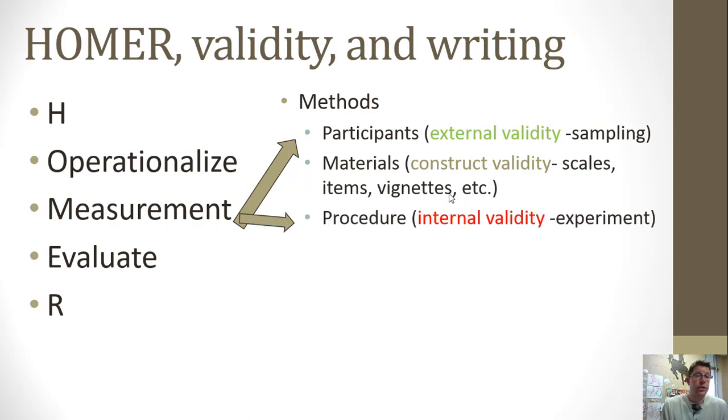And then the procedure section of the methods section. How did you conduct your study? What kind of a design did you have? That relates to internal validity. Obviously, if you had an experimental design, you have higher internal validity than if you just had a correlational design, or if you did a survey or a poll of people to get frequency data. Then you have lower internal validity.